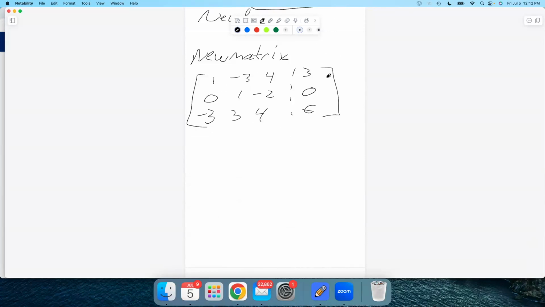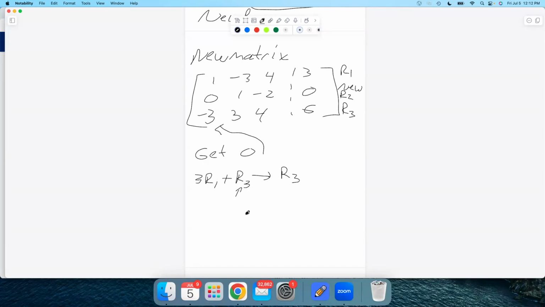Okay, so 1 stayed the same. Here's row 1. Row 3 stayed the same. Now I've got this new row 2 that has exactly what I want, a 0 there. So now let's get a 0 right here. Use the 1s to get your 0s. So what do I have to multiply 1 by to get rid of a -3? 3. So I want 3 times row 1 plus the old row 3, and this will become the new row 3.